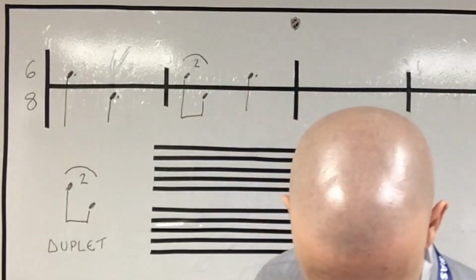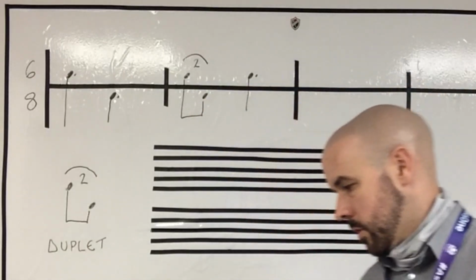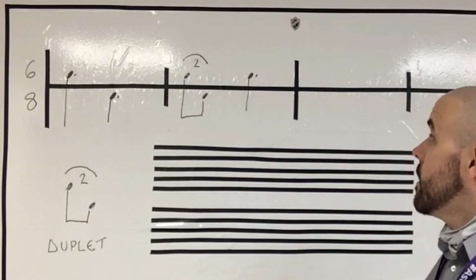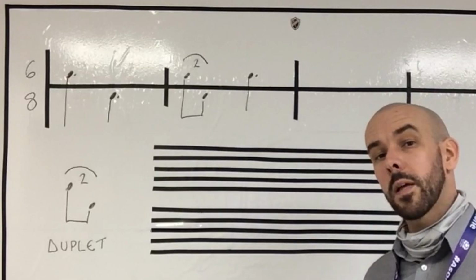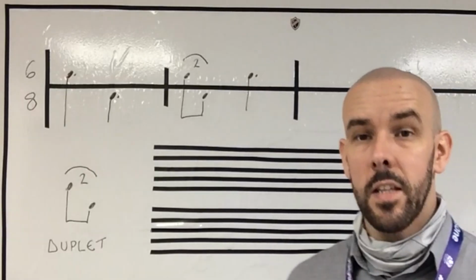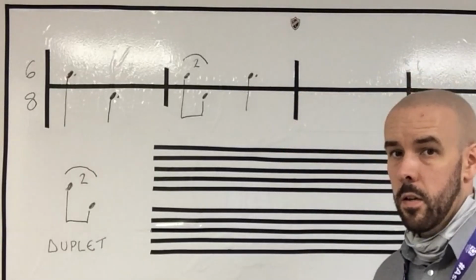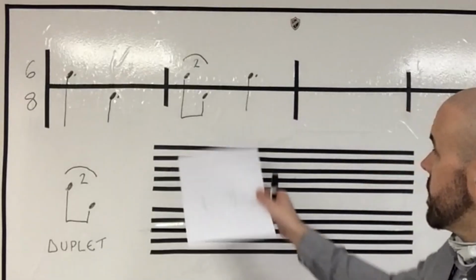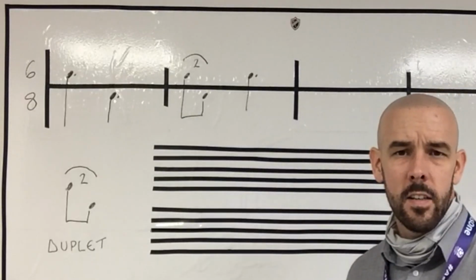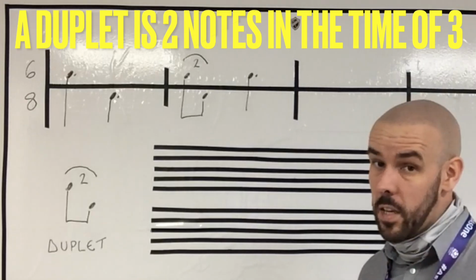We said it was a group of compound notes played in simple time or vice versa. This one is a group of simple notes played in compound time, and when we played the triplet it was 3 in the time of 2. Think back to your vice versa, because I keep talking about that. What do you think this is going to be? 2 in the time of what? 2 in the time of 3.